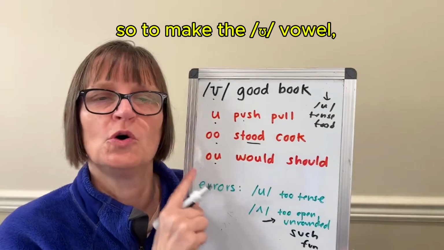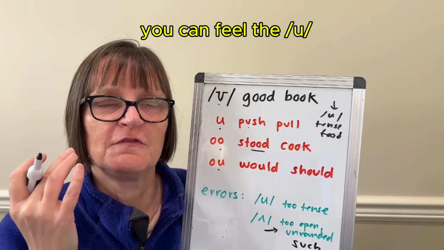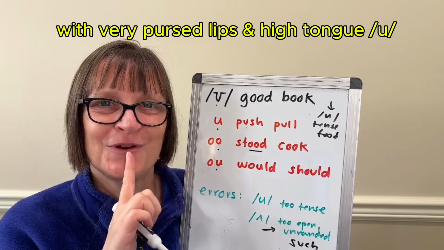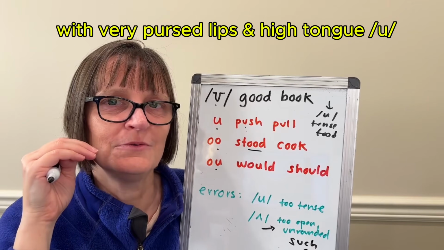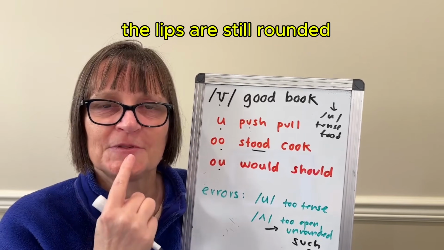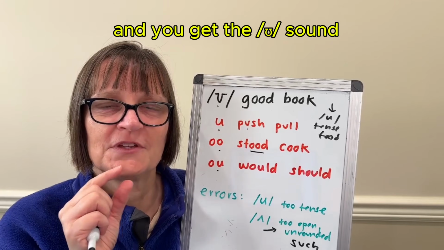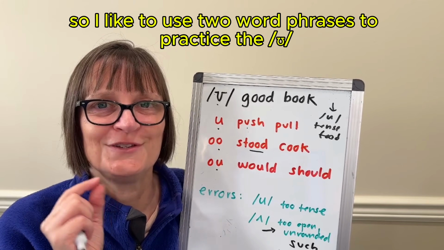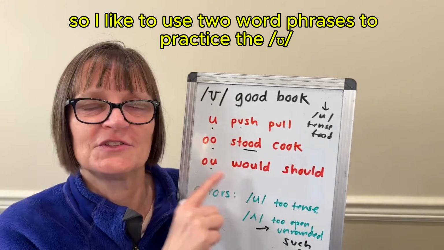So to make the vowel, you can feel the oo, take that oo from your native language with very pursed lips and high tongue, oo, and then the tongue relaxes, the jaw opens a little bit, the lips are still rounded but not as tightly pursed, and you get the sound. So I like to use 2-word phrases to practice the sound.